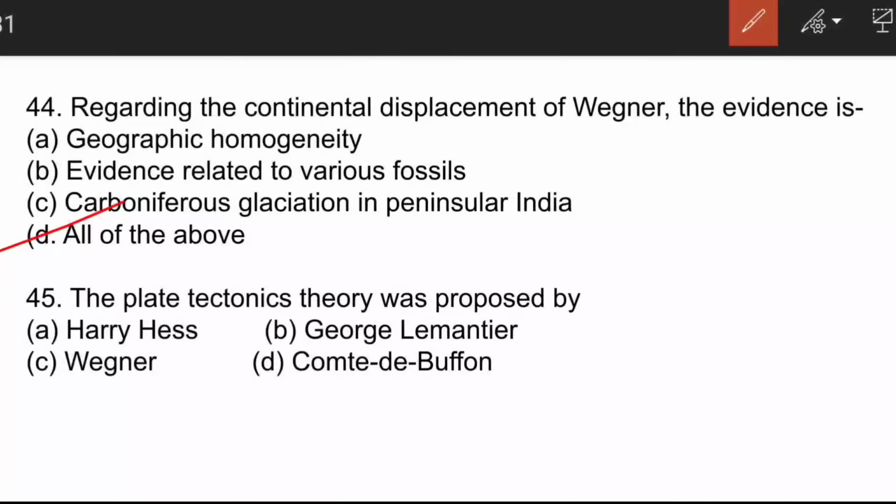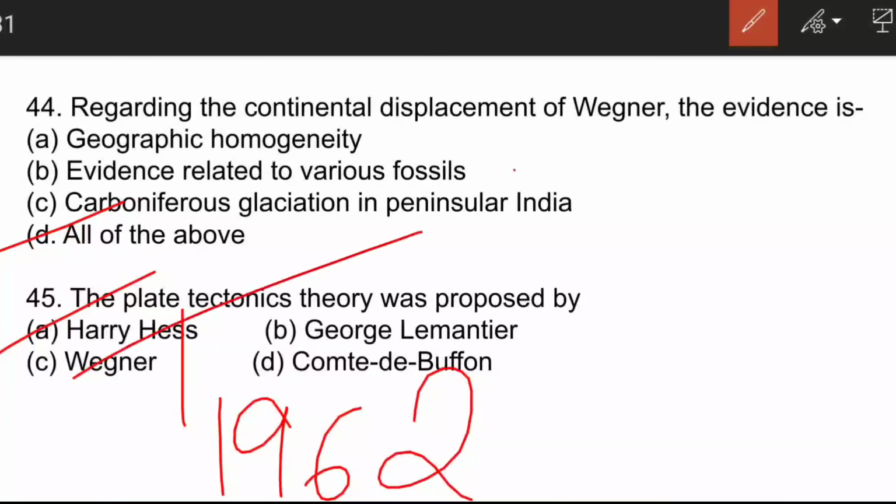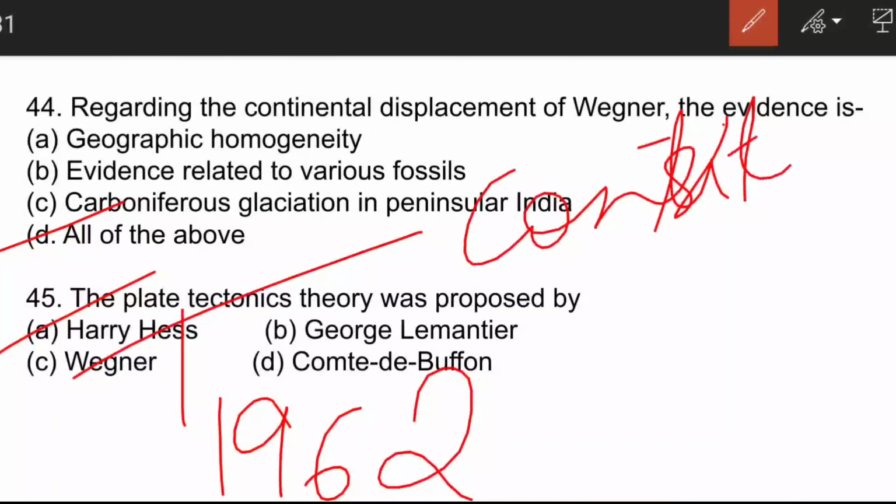So let's move to the next question. The plate tectonic theory was proposed by Harry Hess. Harry Hess in 1962. Wegener came up with the continental drift theory. We have discussed about George Lemaitre. So let's move further.